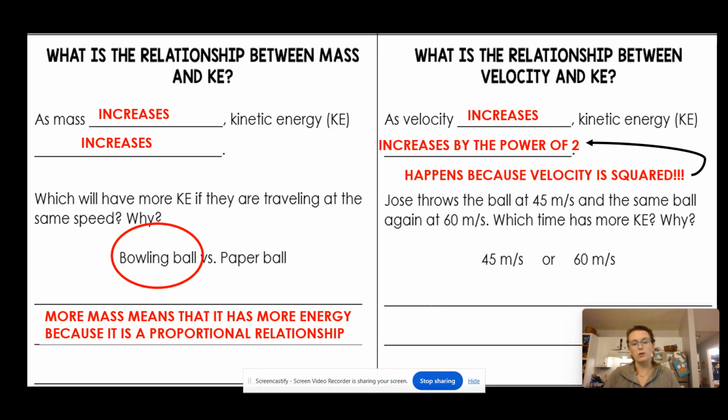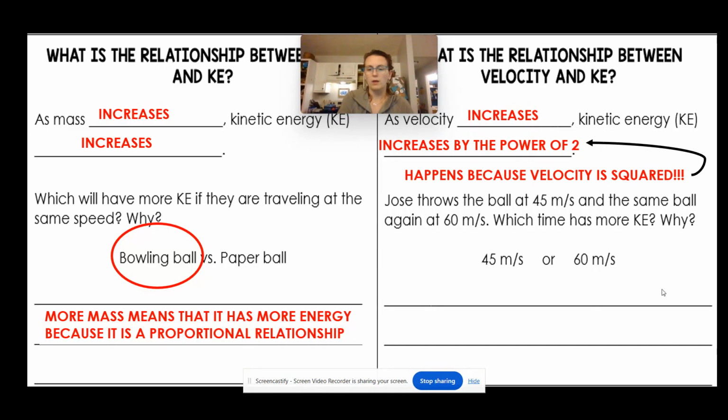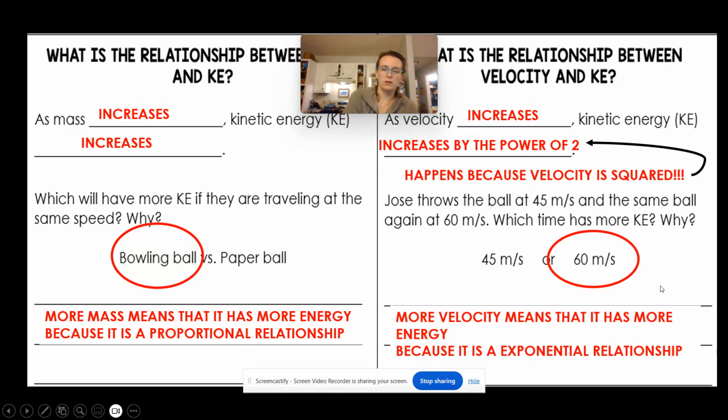Now we're going to look here. Jose throws a ball at 45 meters per second, and the same ball again at 60 meters per second. Which velocity has more kinetic energy, and why? Well, we know from up here, if we increase velocity, then we are going to increase our kinetic energy. So that means that, let me move my face so that you can actually see this, okay? That means that 60 meters per second is going to be more.